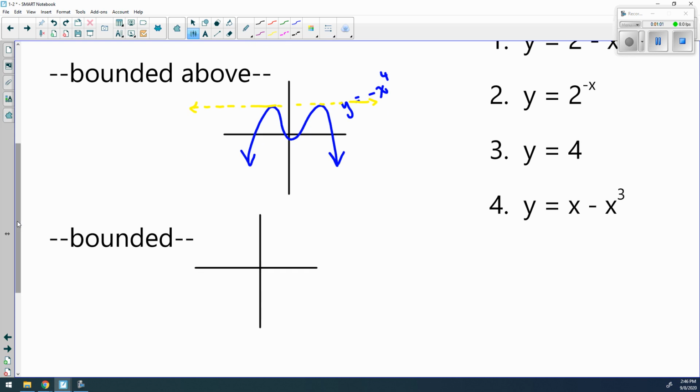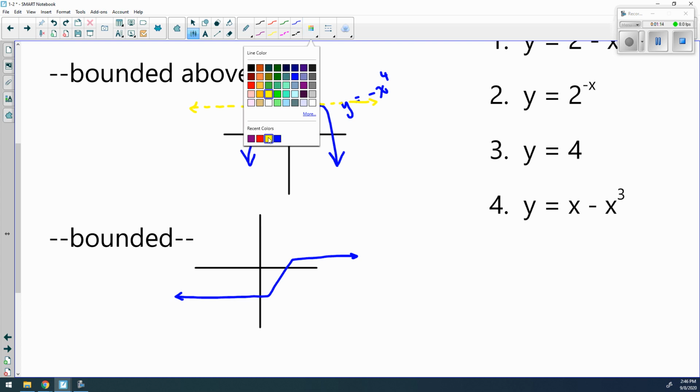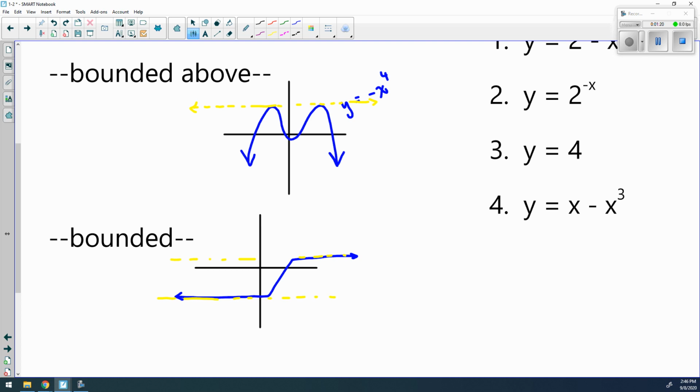Some functions are bounded. An example of a bounded function would be something that maybe did this. It's constant for a while and then took a jog and then constant again. This is a bounded function, because it definitely has a ceiling and it definitely has a floor. It is bounded.